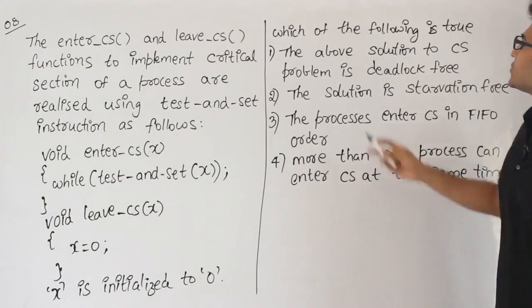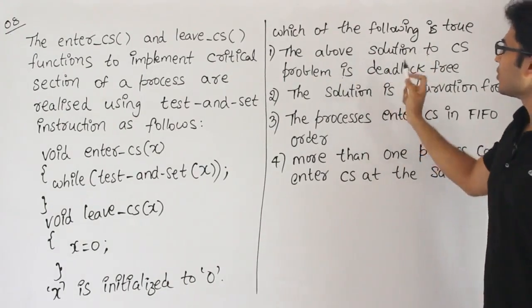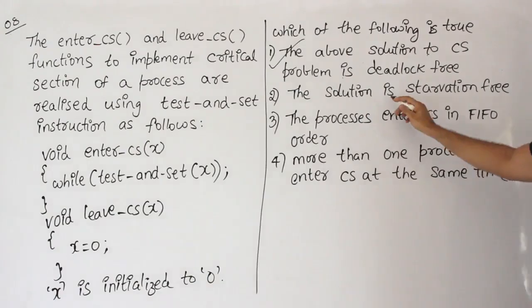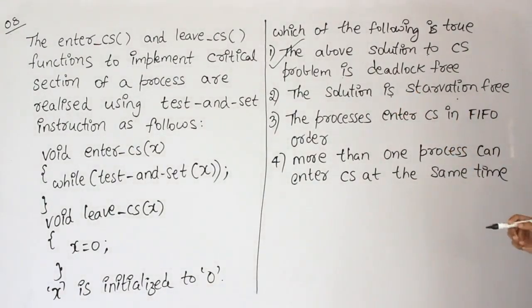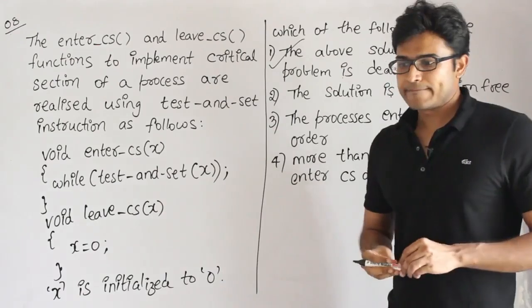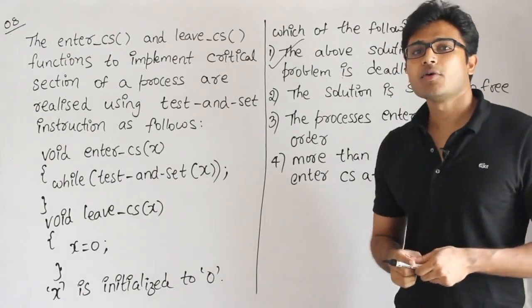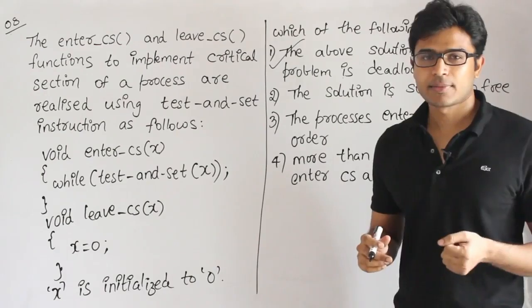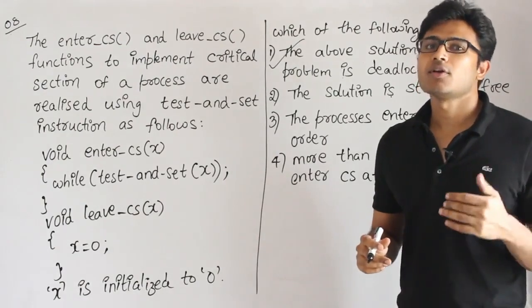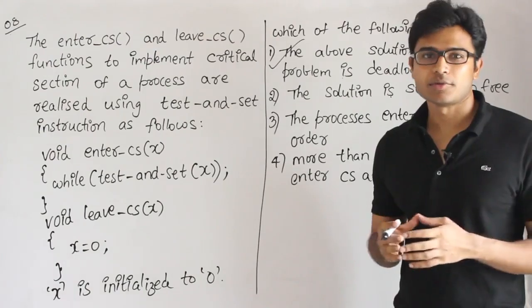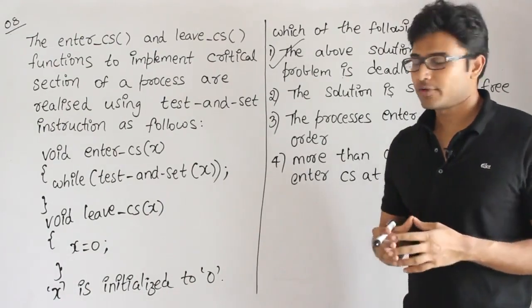So which of the following is true? The above solution to critical section is deadlock free. Yes, this is true. It is deadlock free. The solution is starvation free. The second statement is about bounded waiting. So what is bounded waiting? If a process wants to enter the critical section, it should not be stopped for a long time. It should be able to enter as early as possible, or it should not be stopped forever.